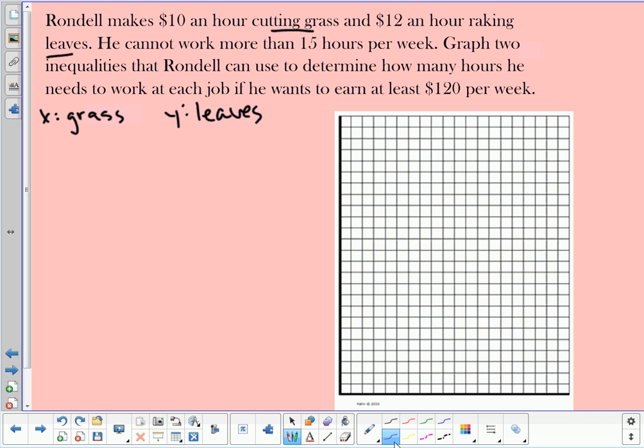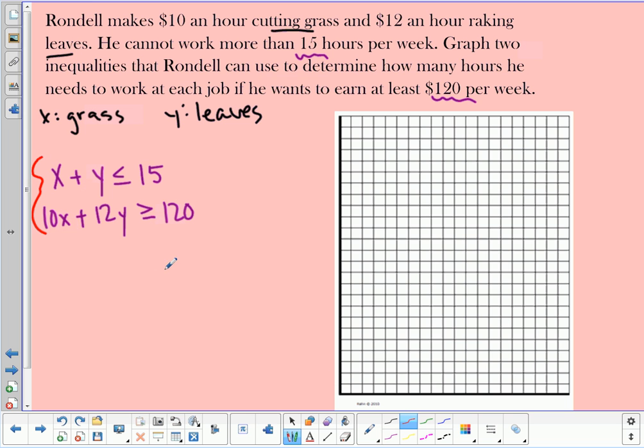Now I have an inequality that I need for the hours, but I also have an inequality that I need for the money. So if I think about the hours, he can cut grass for a certain number of hours and rake leaves for a certain number of hours, but he can't work more than 15. So that has to be less than or equal to 15 hours per week. Then the other part of this is he earns $10 an hour cutting grass, and he earns $12 an hour raking leaves, and he wants to make at least $120. So that's greater than or equal to $120 in a week. Okay, so that's my system.